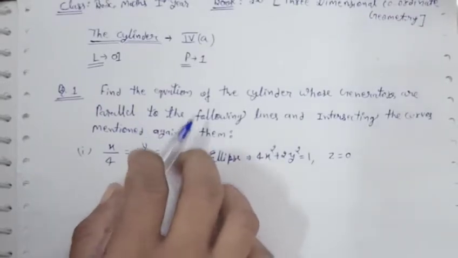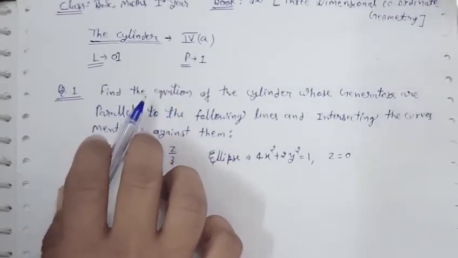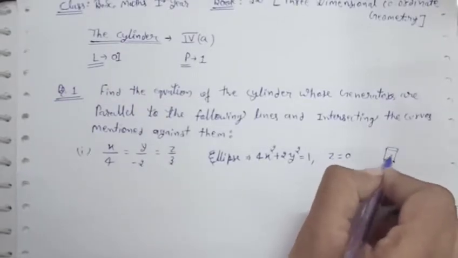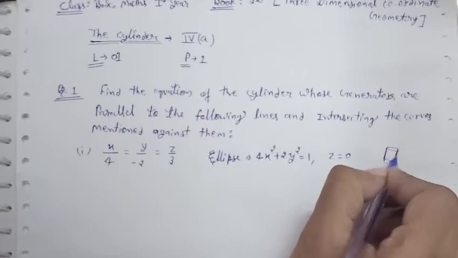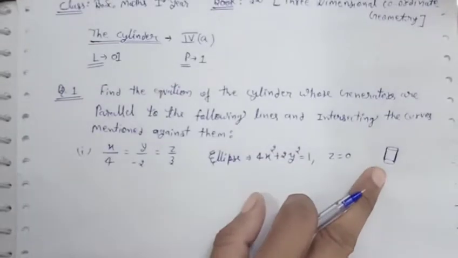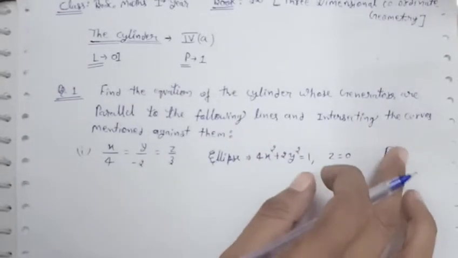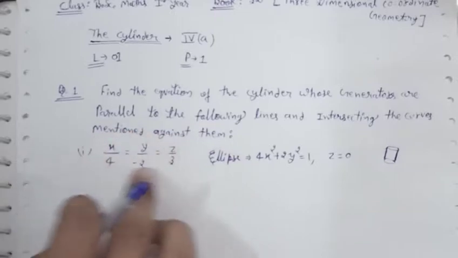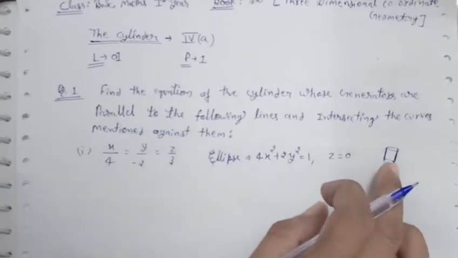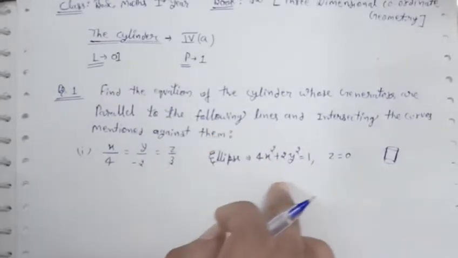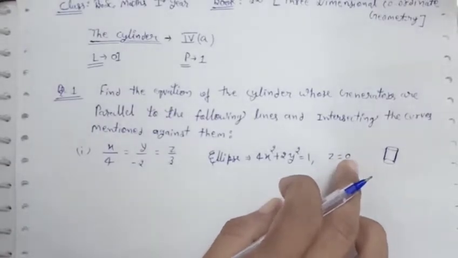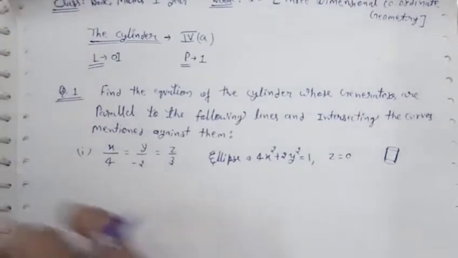So we have to find the equation of the cylinder whose generator, you know what the generator is. Here it is the cylinder, and the side line of this cylinder is called the generator. So we have to find the equation of this cylinder, and this cylinder's generators are parallel to this line, and this cylinder intersects this ellipse equation and the plane z is equal to 0. Okay, so we have to find the equation of the cylinder.